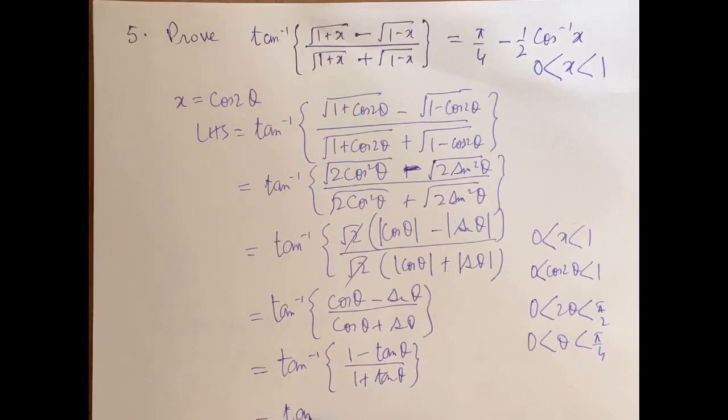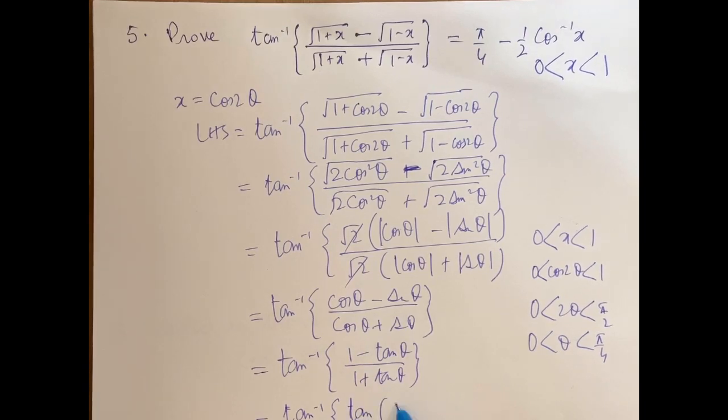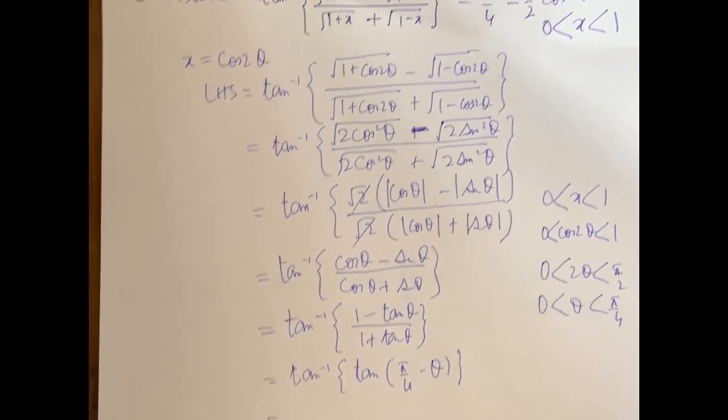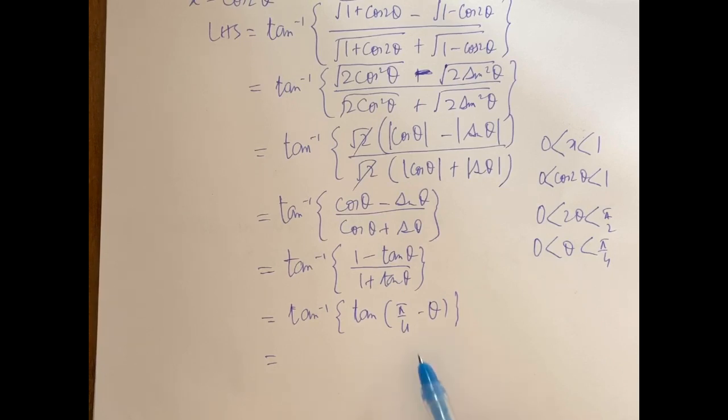This is tan inverse of tan of pi by 4 minus theta. So tan inverse and tan, they'll cancel out if we can show pi by 4 minus theta belongs to the domain. So theta is less than pi by 4. This means 0 is less than pi by 4 minus theta, and this will be pi by 4 minus theta.